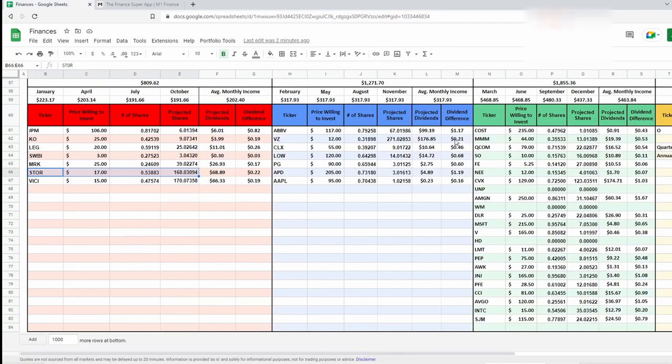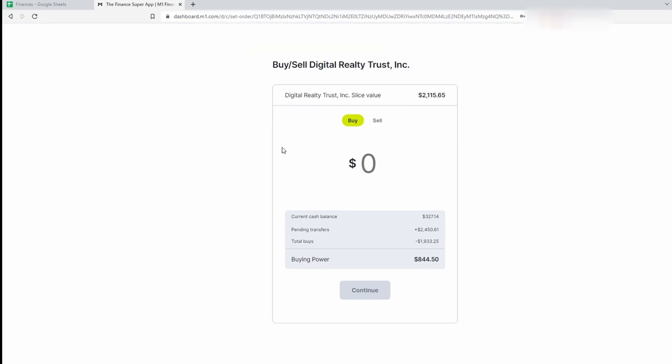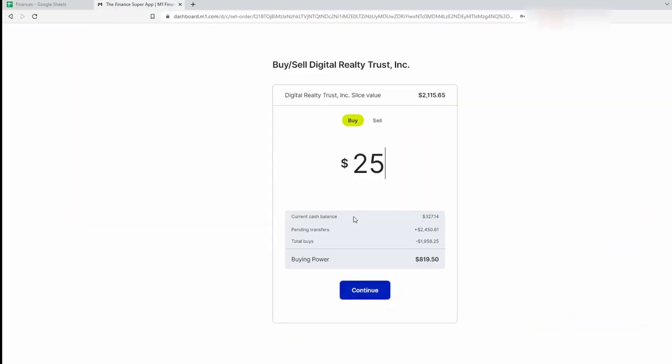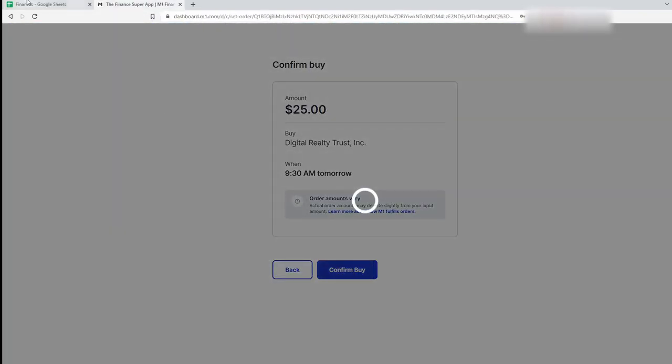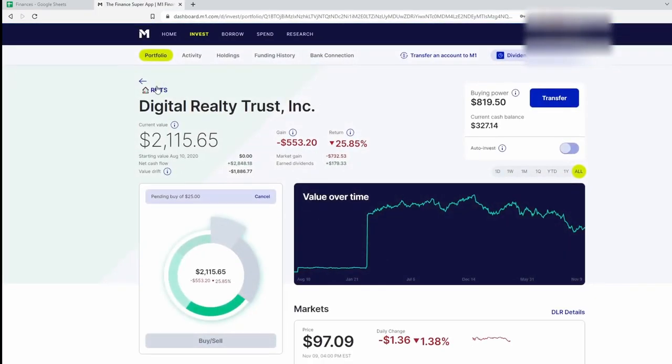Let's actually come over here. DLR is right over here. I put in $25 into DLR. Very, very cool. Well, I do know why, but I have no idea as to why DLR is just this low. It's just insane. I like it, don't get me wrong, but I'm just like, wow, what a great opportunity. All right, so that's $25 into DLR. Very, very nice. And we're done with DLR.